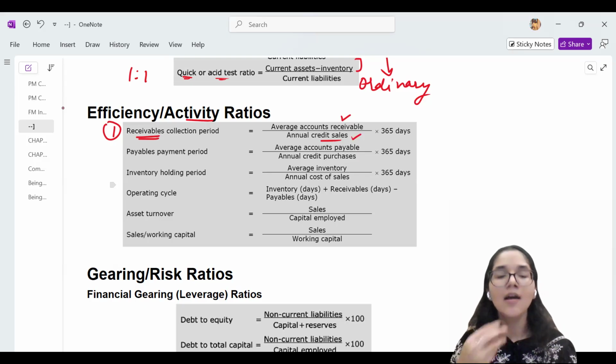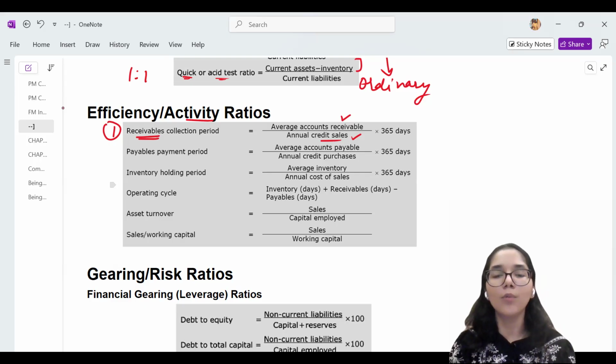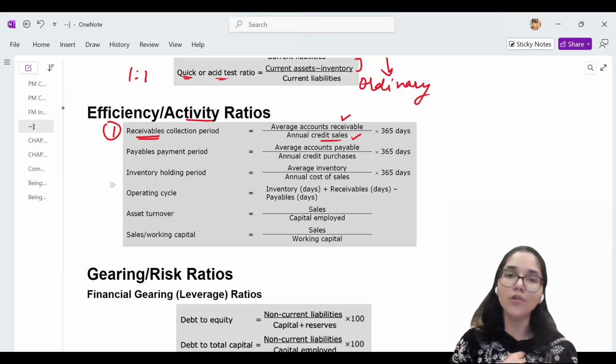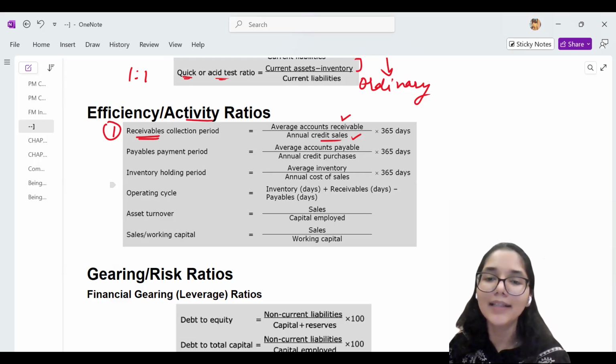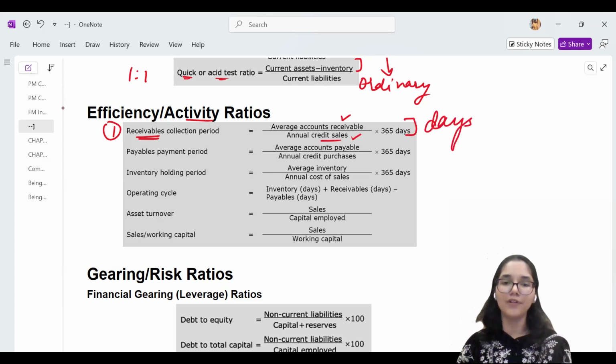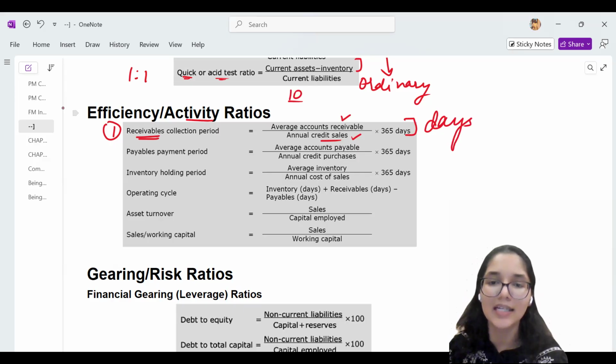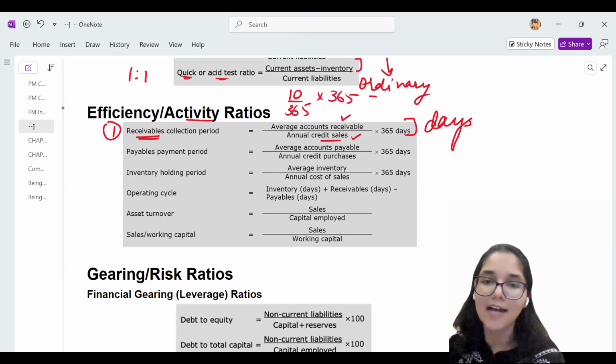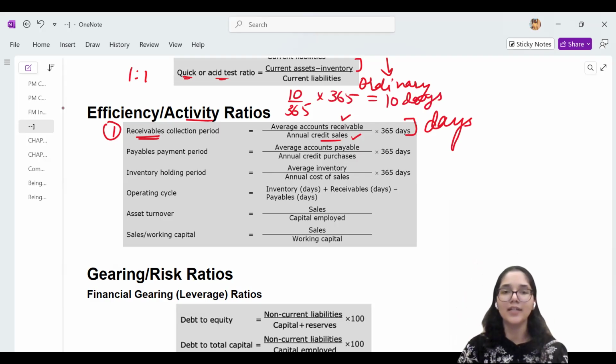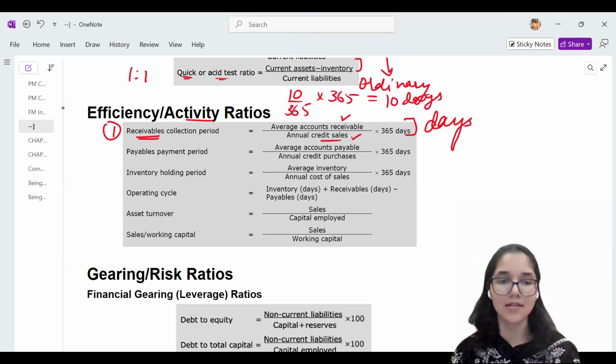Here we are seeing that of the money that people owe to us, how much time do we take to collect that money? So you multiply that by 365 so that you will get your final answer in terms of number of days. So if, let's suppose, my receivables are 10 and my annual credit sales are, let's suppose, 365. So here, if I multiply this by 365 days, I will get 10 days. So that means it takes me 10 days to collect my receivables from my customers.